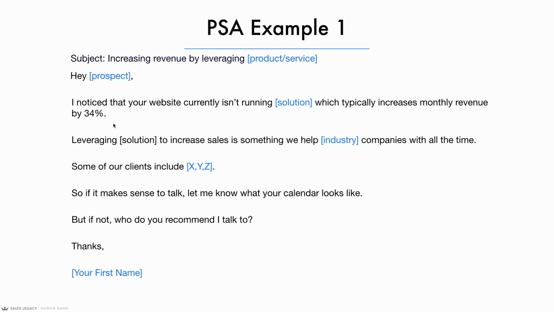So let's say you're selling a software, right? Let's say you're selling a chat software or a chat bot. If you notice that this company isn't using any chat bots on their website, well, you could say, hey, I noticed that you weren't using any chat bots, which typically increases revenue by 34%. And I just want to see if that was something you're interested in, right? So that's the psychology behind how it works.